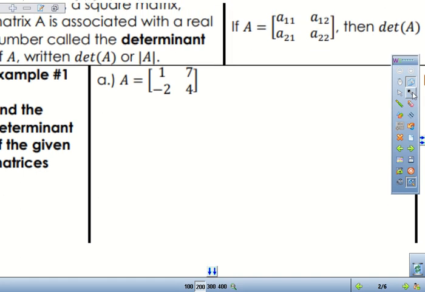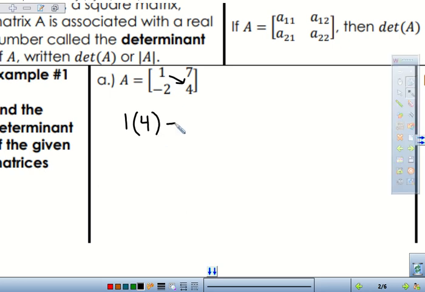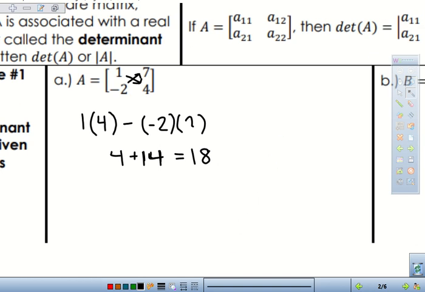So this one right here is going to be 1 times 4. And it's always minus with the determinant. Negative 2 times 7. So that's going to be 4. Now this is going to become plus because it's a negative times a negative. So what is going to be our answer here? 18. So 18 is what we would call the determinant. Pretty easy, pretty straightforward. Okay.